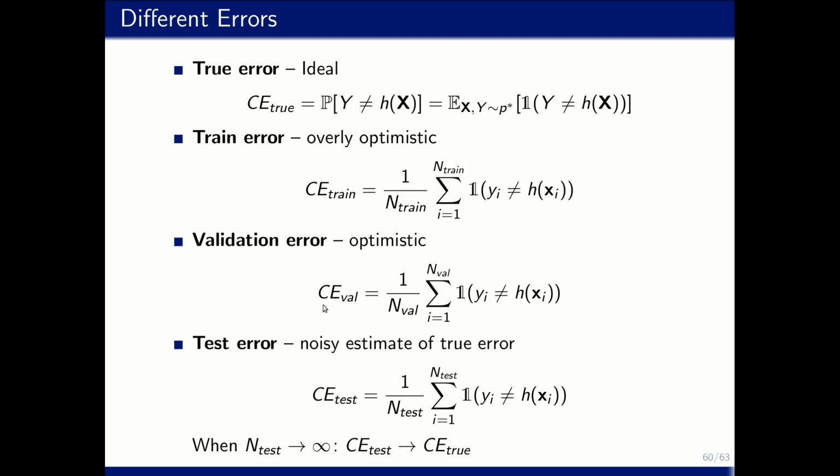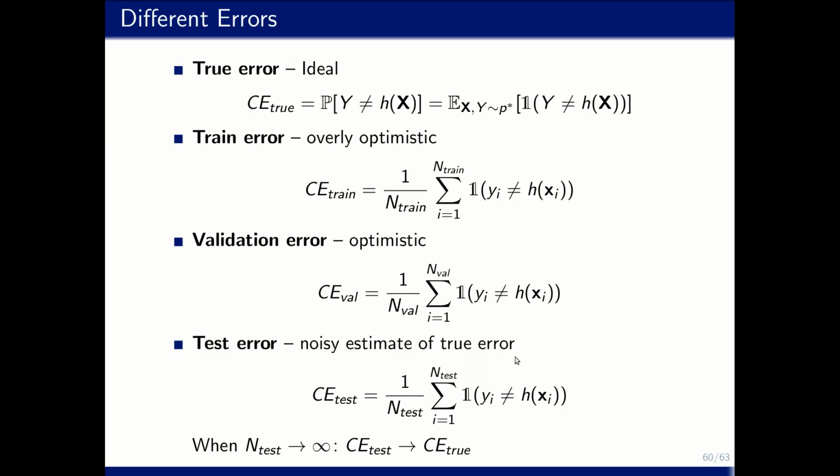So we take the model with lowest error, and this will also be an optimistic estimate of the true error. In some sense, by selecting suitable hyperparameters, we are overfitting also to the validation set. And finally, we had this test error, which is essentially done on our test set. So, which is now really a noisy estimate of the true error.